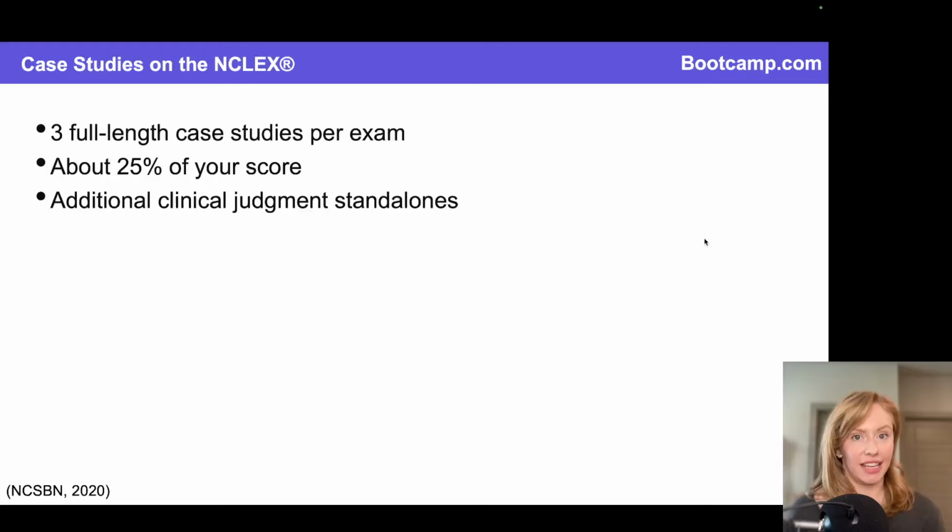The NCLEX is a safety exam, that is true, but it is also a clinical judgment exam starting with NextGen, where we need to make sure that we can think like nurses to keep our patients safe. So we'll get some practice doing that together.